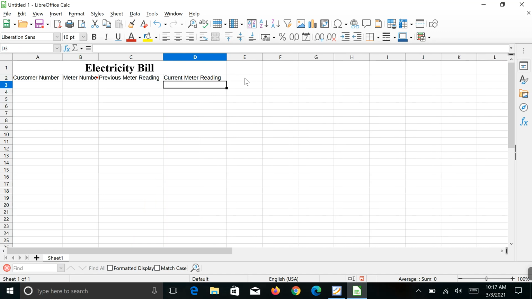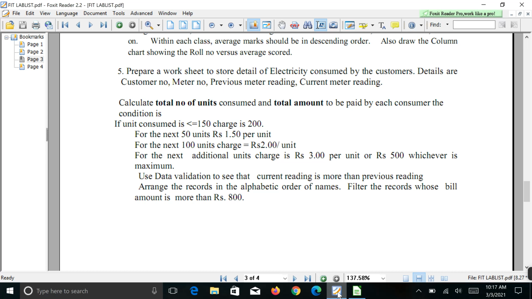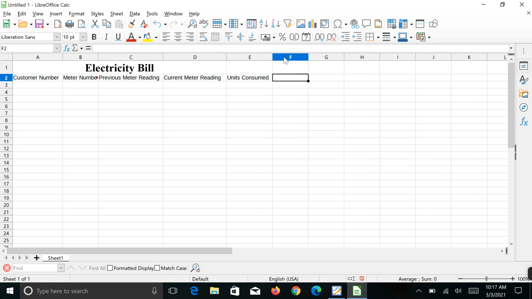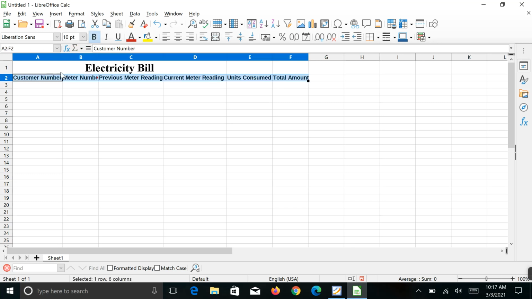Okay, now units consumed. So what are supposed to be calculated? Calculate the total number of units consumed and total amount to be paid. So these are the two things to be calculated. Units consumed and total amount to be paid. Total amount I'll write, that's all. Right? So I'll make all these things bold because they're all headings.